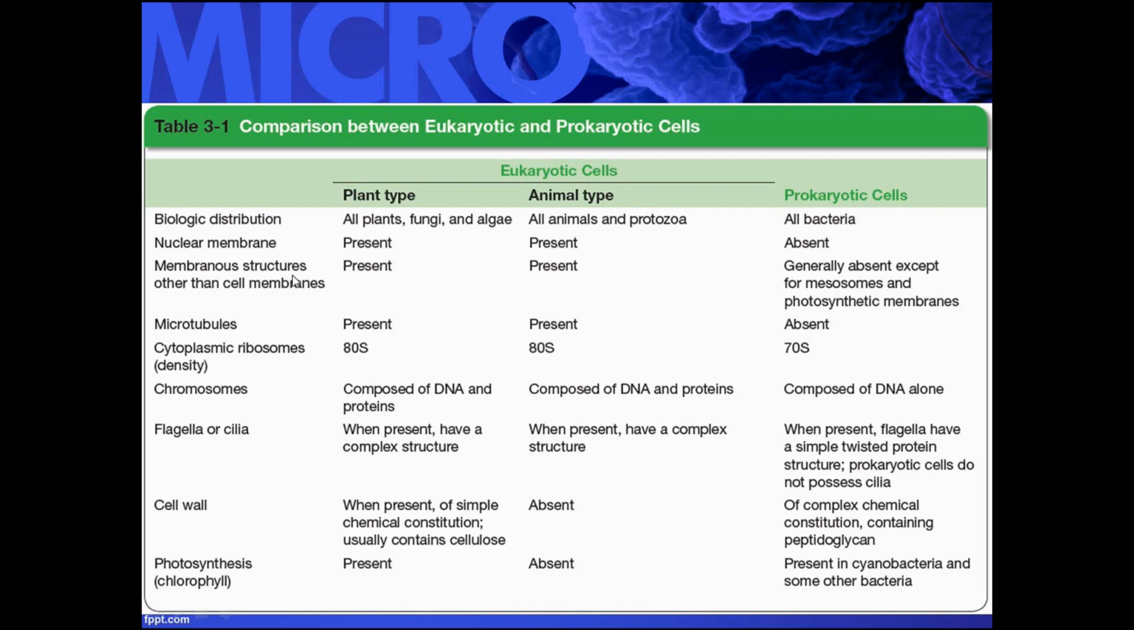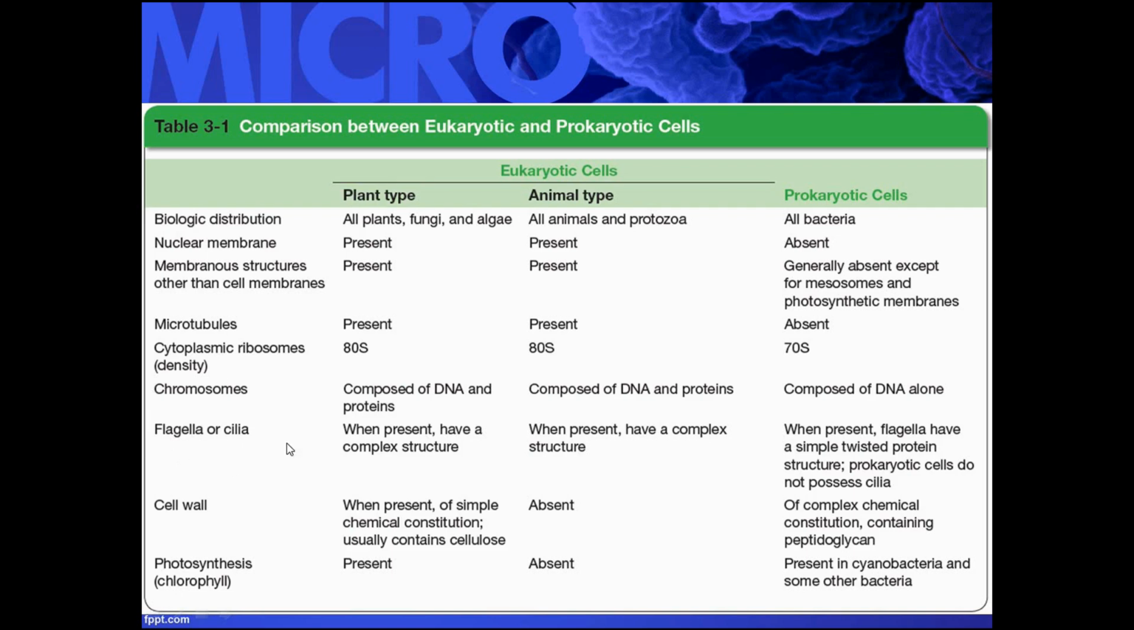The membranous structures, membrane-bound organelles, are present in eukaryotes, but not in prokaryotes. The microtubules, they are present in eukaryotes, but not in the prokaryotes. The cytoplasmic ribosomes, in eukaryotes, they are 80S, while in prokaryotes, they are 70S. The chromosomes are composed of DNA and proteins in the eukaryotes, but only of DNA in the prokaryotes.